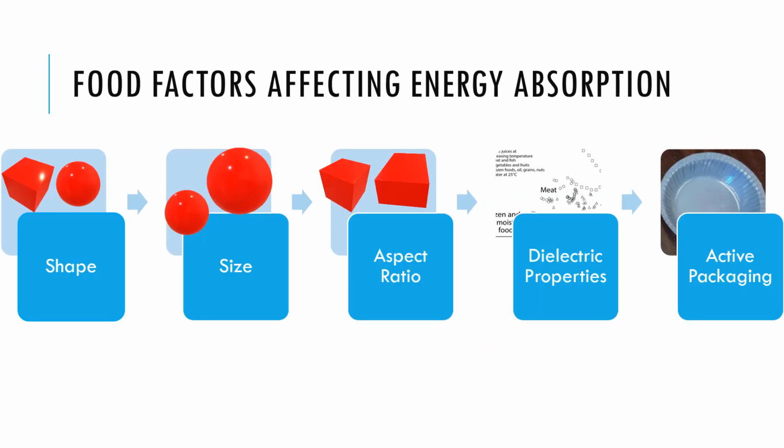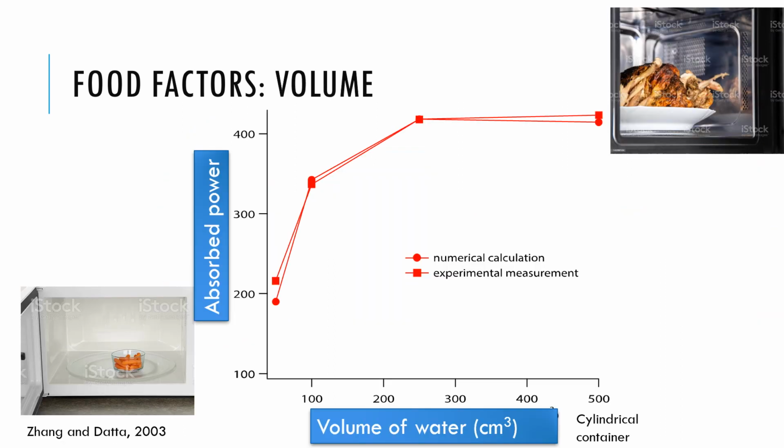Another important factor is the size of the food. This figure here plots the absorbed power in the food with the various volumes. As we increase the volume in centimeter cube, and it is being done in a cylindrical container, you can see that the full-blown cavity simulation and the experimental measurement follow nicely the same curve.